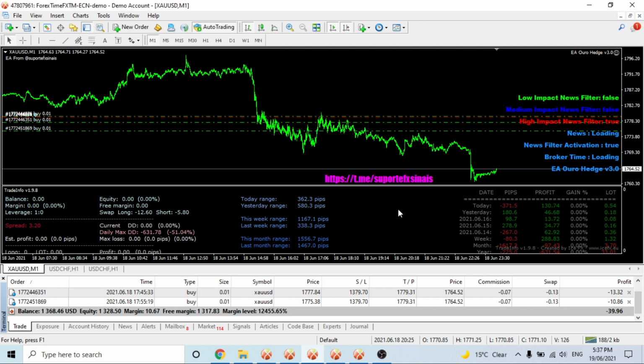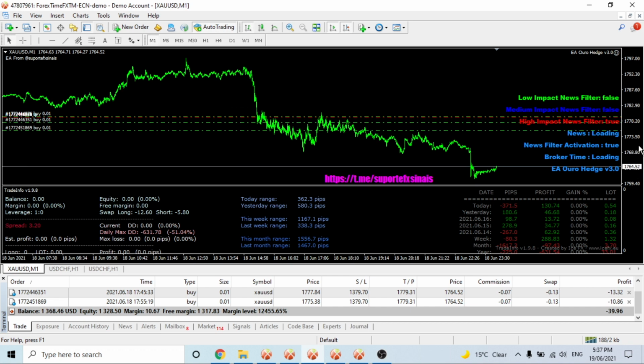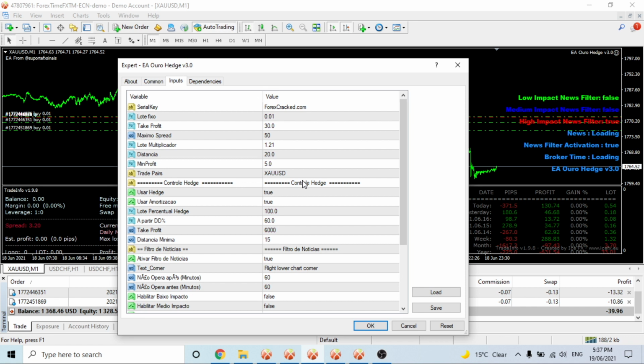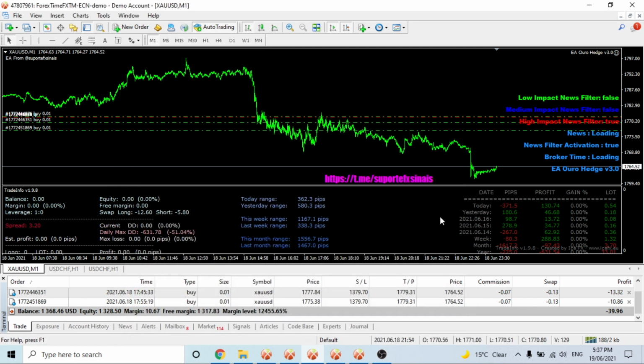But in saying that, Aura Hedge has done, I think, really, really well with the new settings. So these are the settings that I've done. Take profit 30, spread 50. I've changed the multiplier to 1.21. The distance is at 20, and that's still the same. Everything else is the same. So all I changed was the lot multiplier and the distance. And it's definitely made a lot less, but it has definitely been more stable.